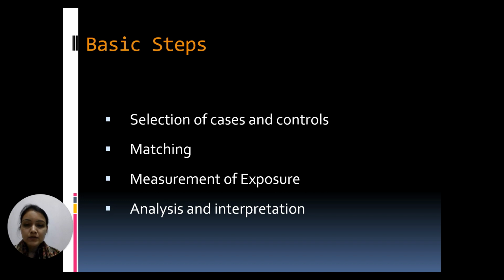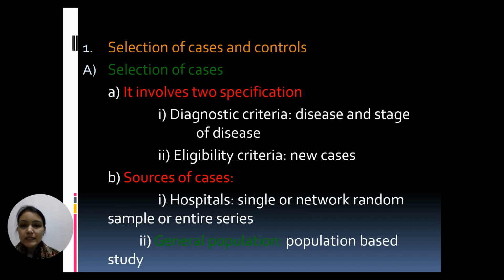There are four basic steps of a case control study. First is the selection of cases and control, then matching, measurement of exposure, and the last important step is analysis and interpretation. First is selection of cases and control. Selection of cases can be improved with two specifications. The first is the diagnostic criteria, in which the disease and stages of disease are defined. Second is eligibility criteria, in which new cases are defined.